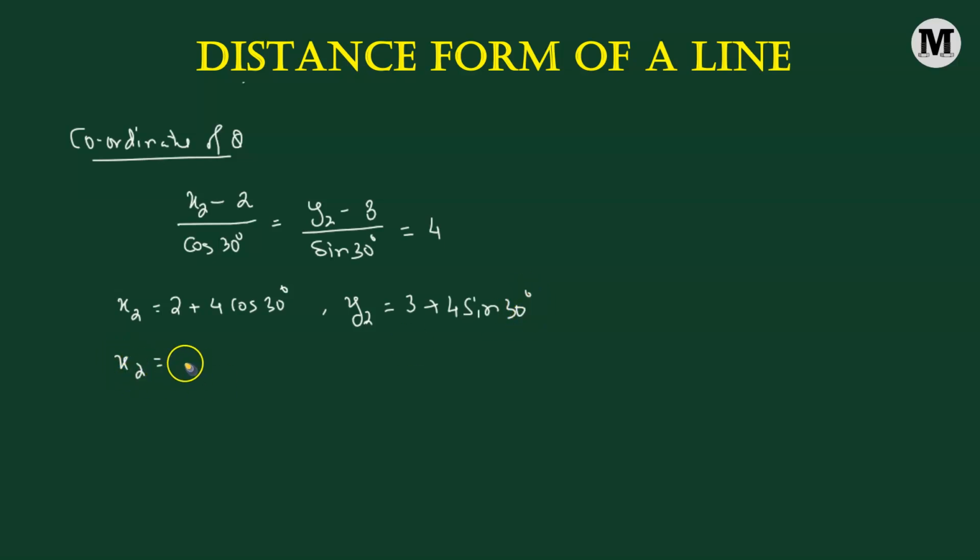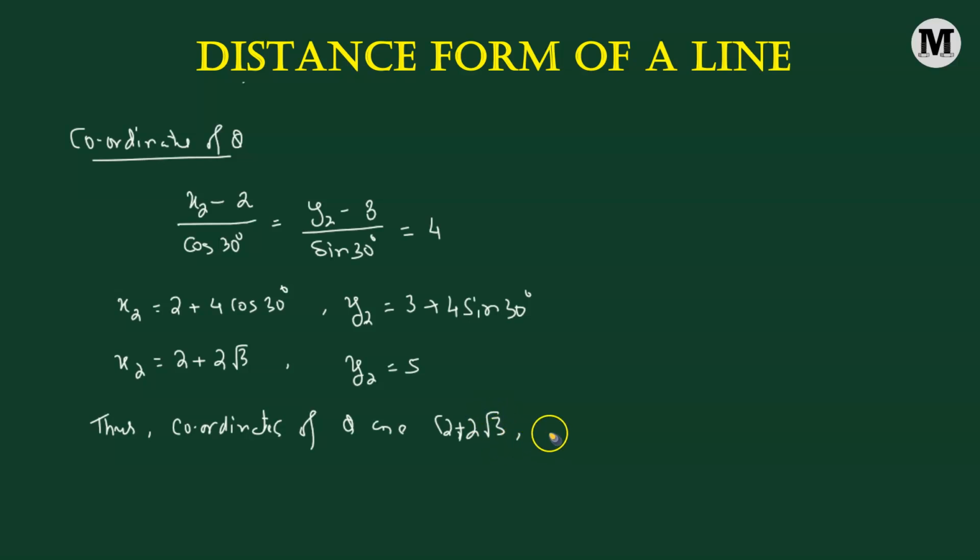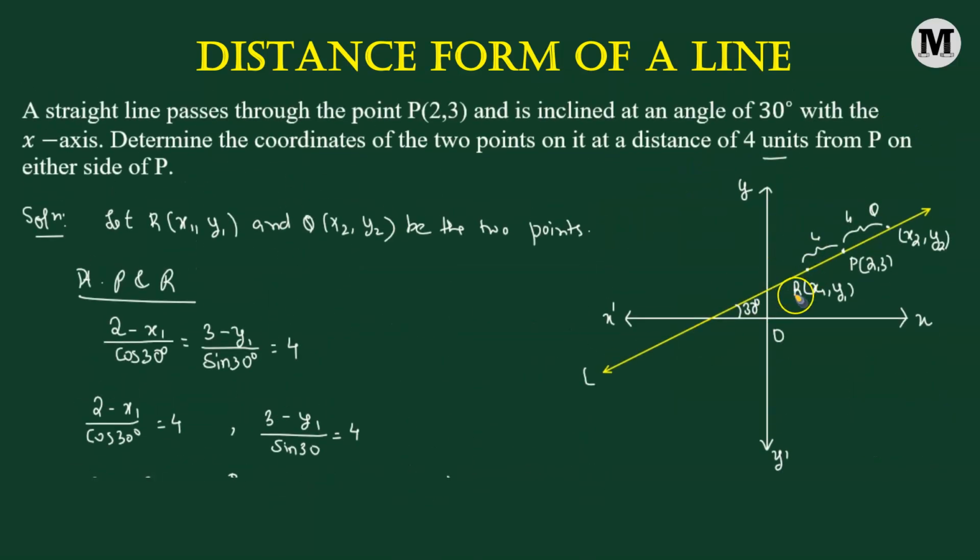So x2 corresponds to 2 added to 2 times square root of 3, and y2 equals 5. We have successfully obtained the coordinates of the point Q as well. Thus the coordinates of the point Q are 2 plus 2 times square root of 3 for the x coordinate, and 5 for the y coordinate. So we have successfully obtained the two points R and Q, which lie 4 units on either side of the point P, such that the line makes an angle of 30 degrees with the x-axis.